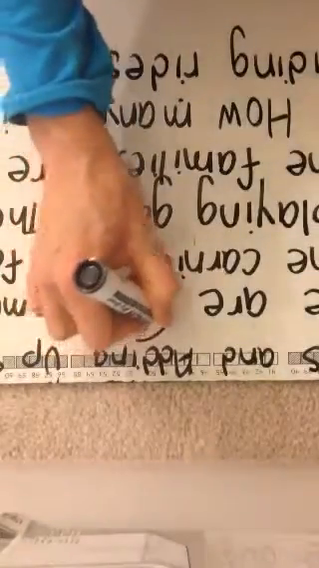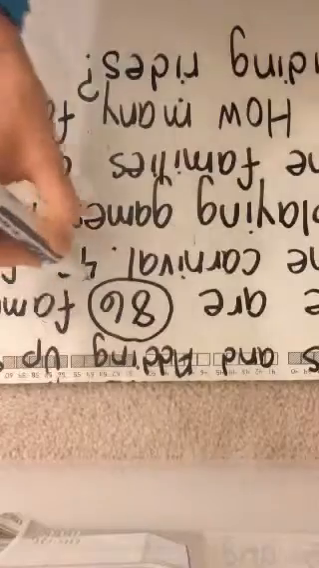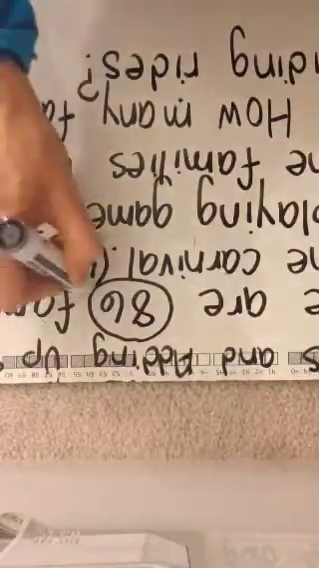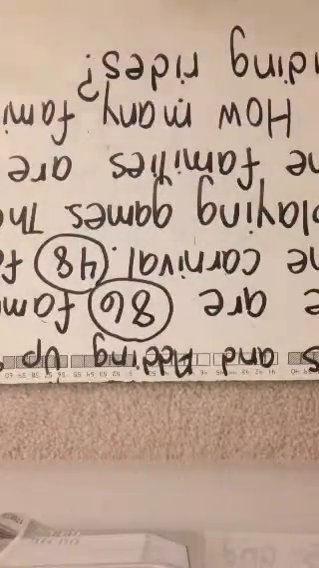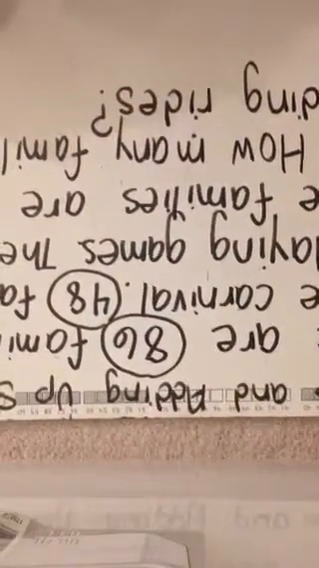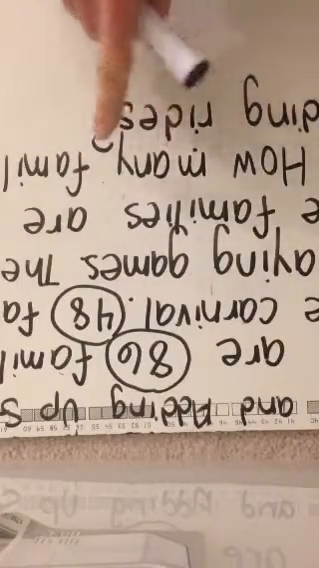So I'm looking at this word problem, and I know that 86 is going to help me, and I know that 48 is going to help me. The next step is underline the question. It's important that you do that because that tells you exactly what you are looking for. The question says, how many families are riding rides? So I'm going to underline it so I can keep that in my brain. I know that's what I'm looking for.